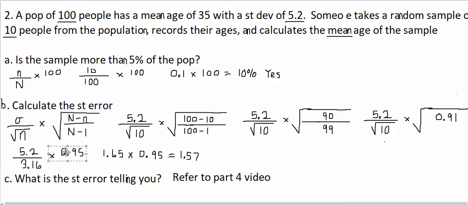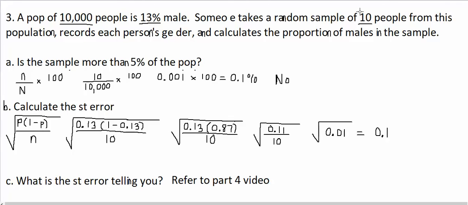And what I actually did here at the beginning of the second row is I took both square roots, the square root of 10 and the square root of 0.91, which gave me 3.16 and 0.95. Then what I did was I divided 5.2 by 3.16, and I got 1.65, and now that times 0.95 is the answer.